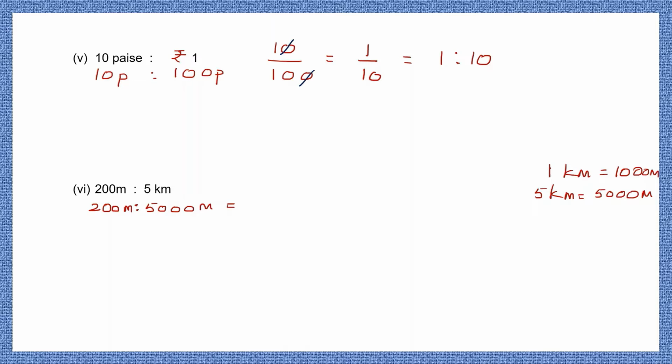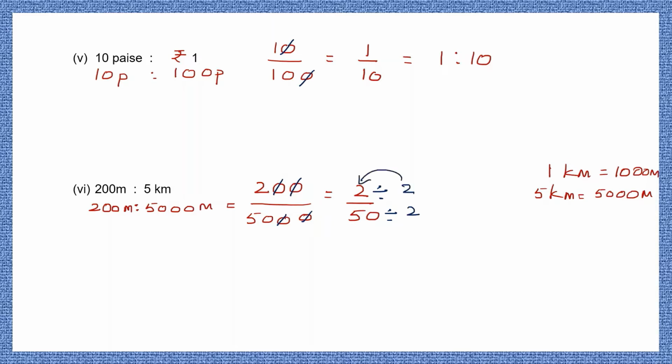Now let's continue. Let me write it as a fraction, 200 by 5000. Now I can cancel the zeros. 2 zeros there, 2 zeros on top. So what do I have? I have 2 by 50. And I can still reduce this. I can reduce both once more by a common factor, that is 2.